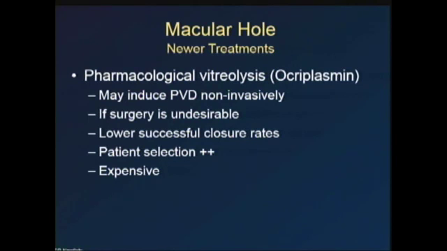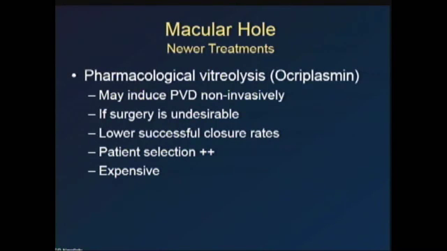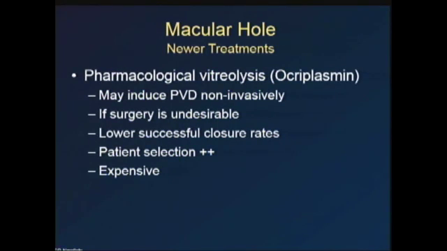Ocriplasmin can be used in these cases. You separate the vitreous with the hope that the foveal hole will come down and will close. Usually it's limited to small holes. It is expensive, and it has a lot of complications, and the success rates are not as high. They're not 90%. They're not as high as with surgery. So really, it should be limited only to patients who cannot tolerate surgery, or if you think that surgery is not a good idea in those patients.